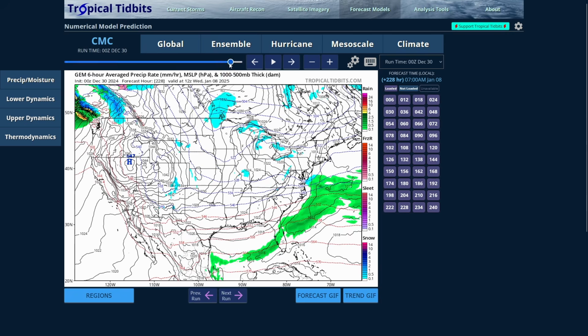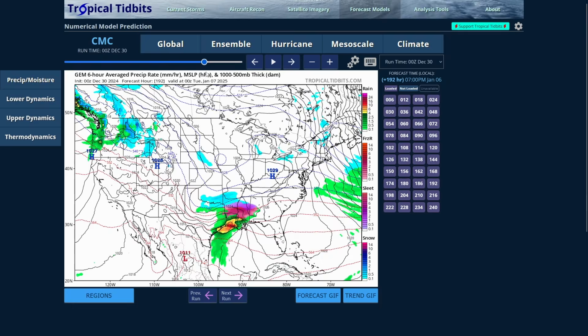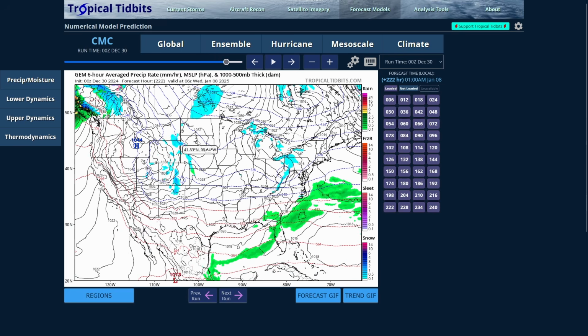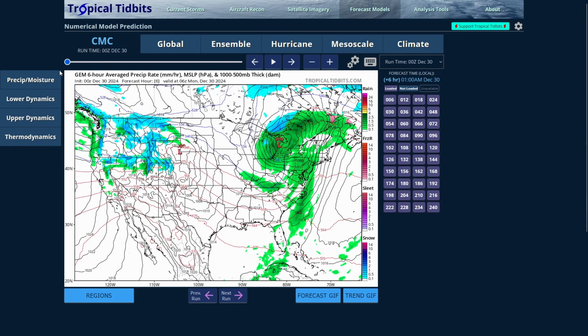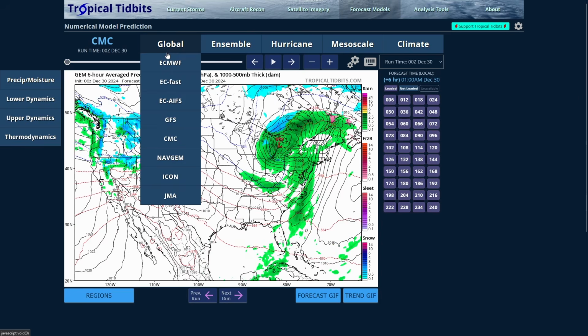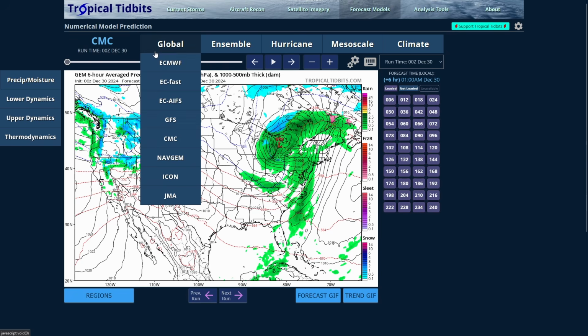And the Canadian model does not have that system strong at all, and it barely has that even meeting up with that cold air. And again, it's just not a strong system overall. So we have a lot of variability with these models here, and not any particular model has really agreed with another model. So again, we just have a lot to figure out with this system.